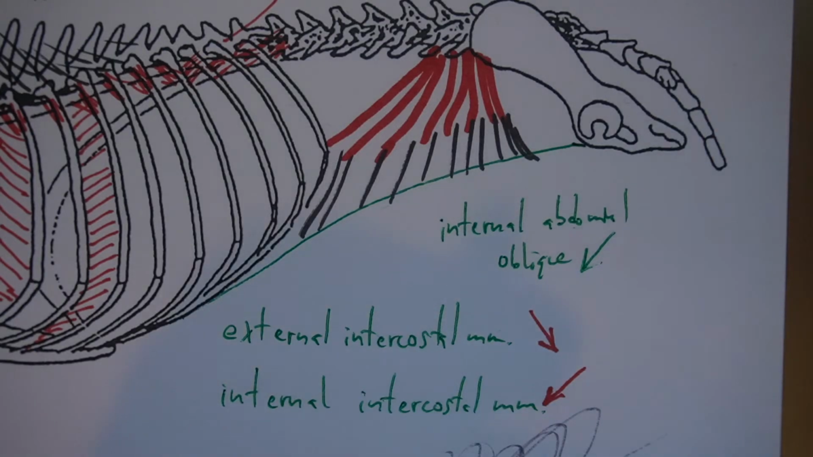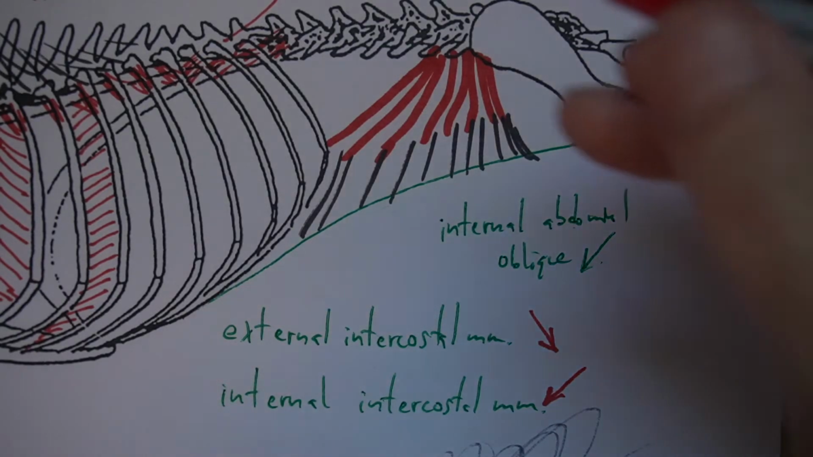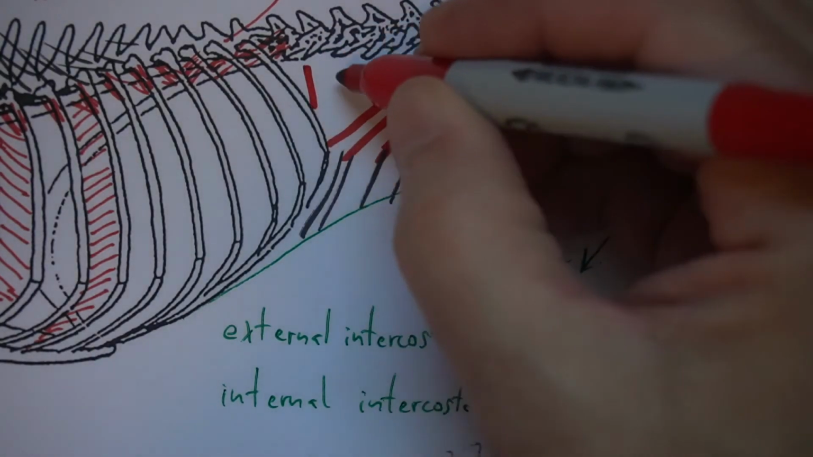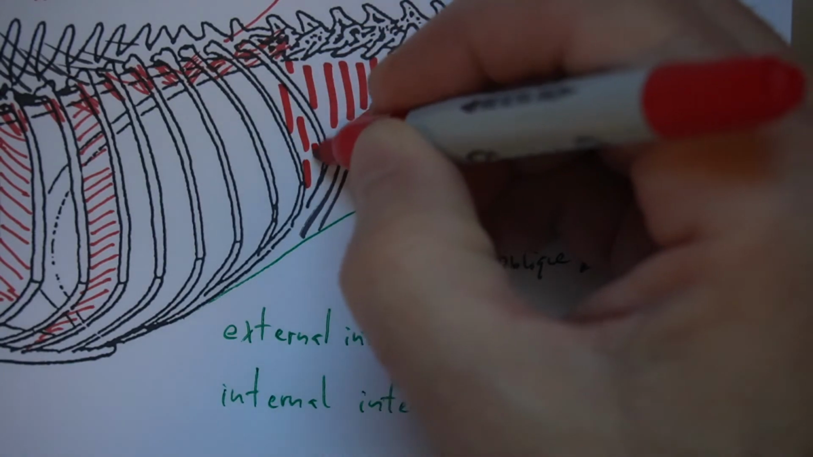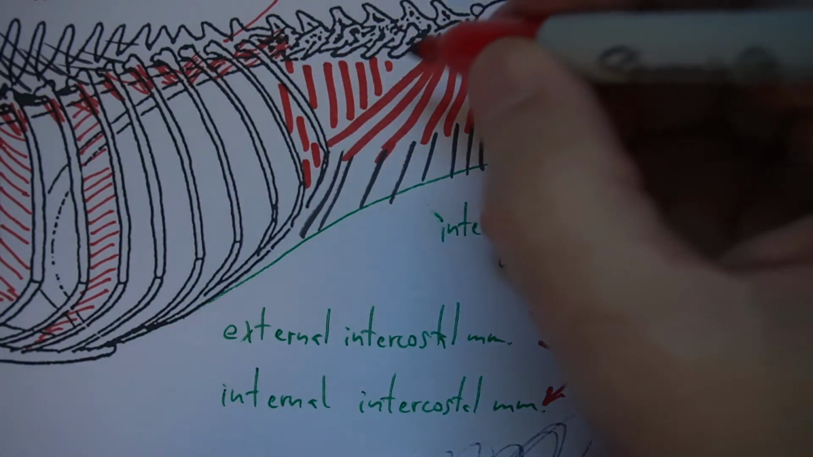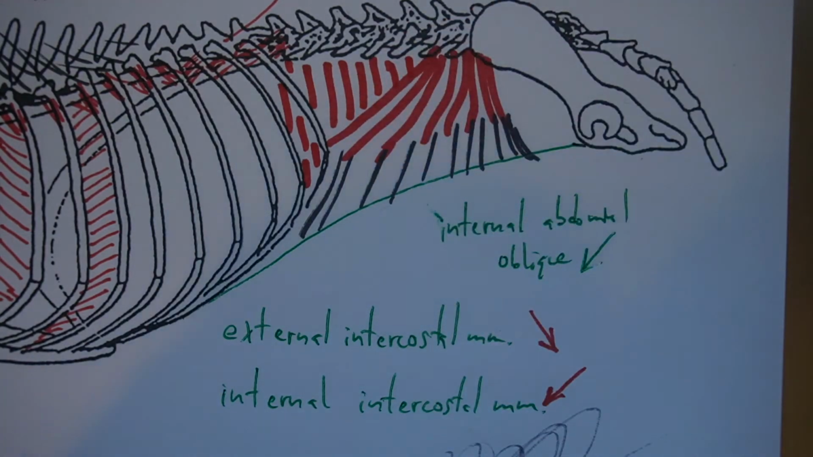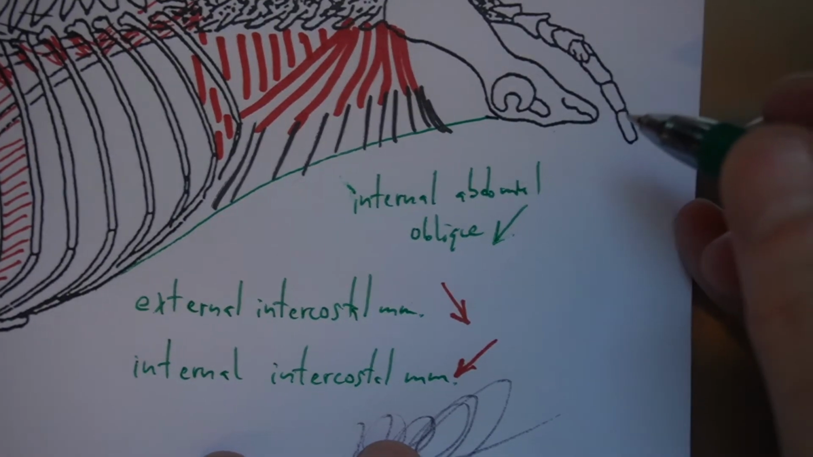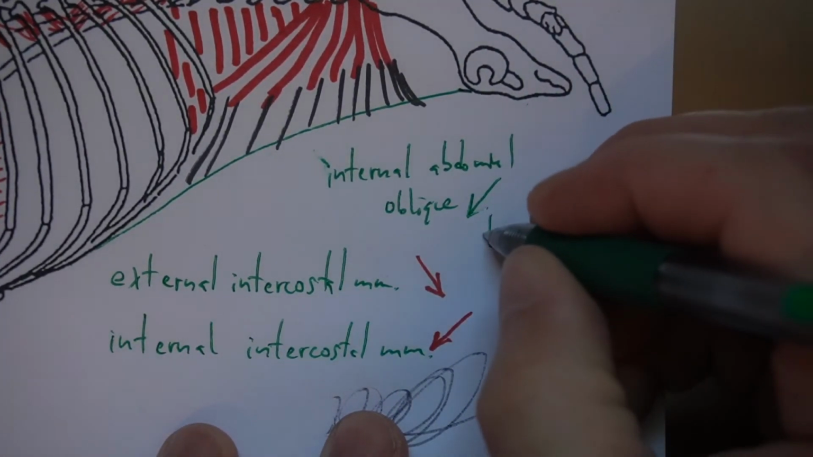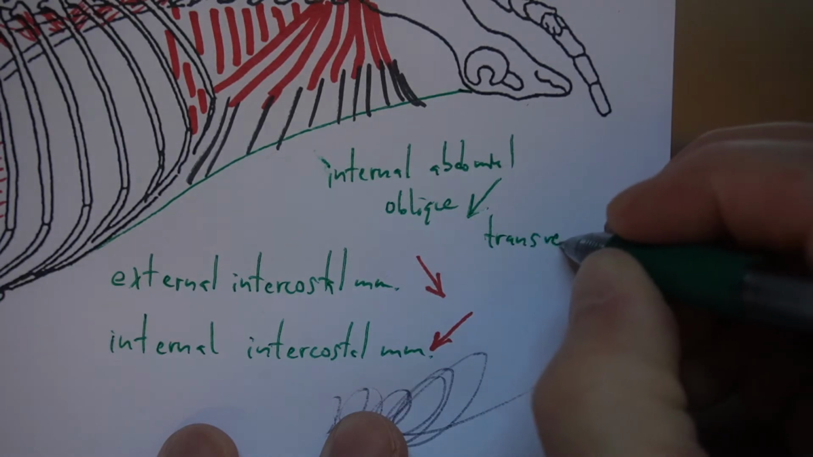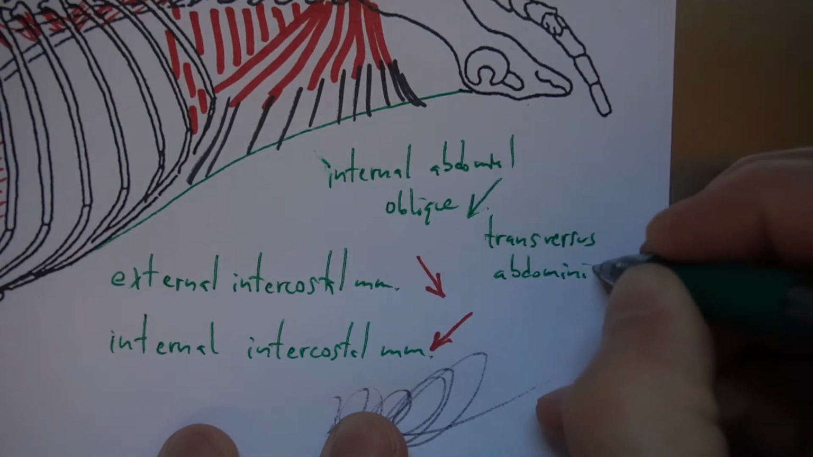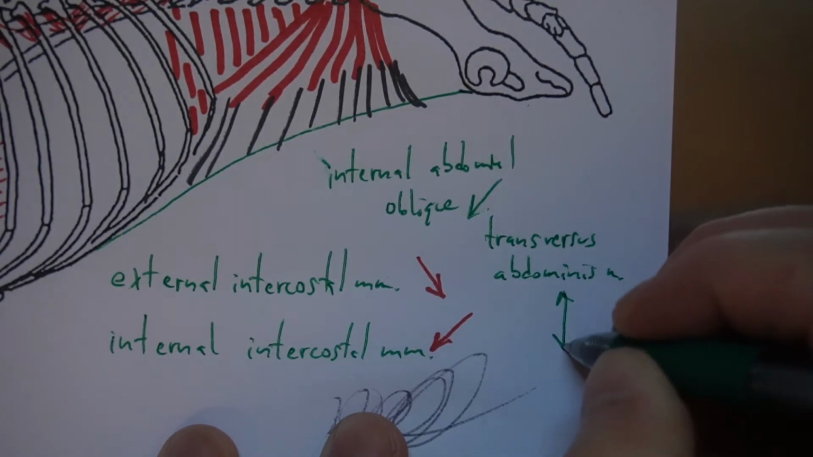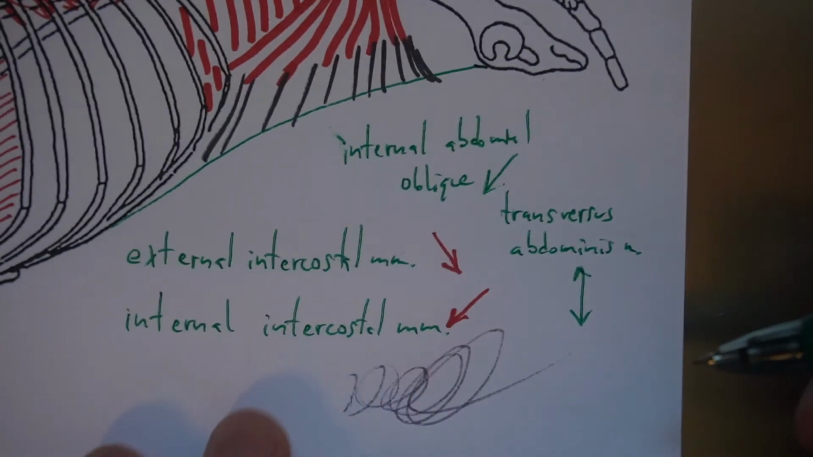Underneath that, we have the transversus abdominis. Transversus abdominis drops down transversely, and it will overlap the inside of that rib cage just a bit, and its fibers are running perpendicular to the long axis. So transversus abdominis muscle, its fibers are running straight up and down.